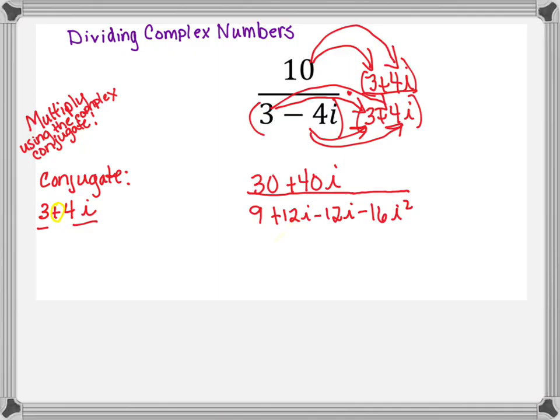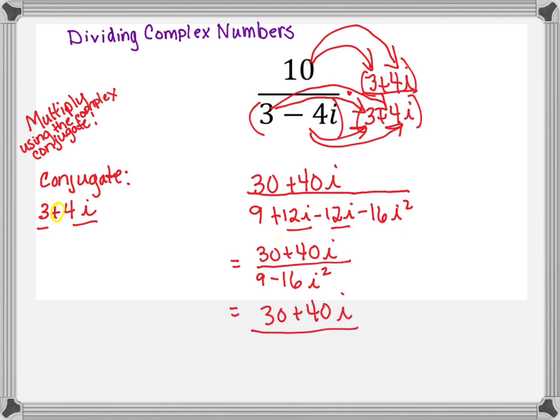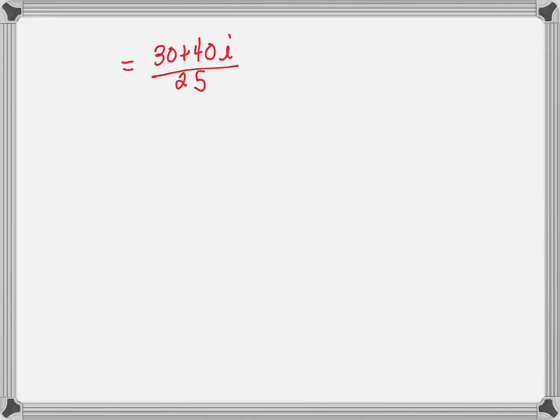So let's start simplifying. Right now our numerator will stay the same, 30 plus 40i, but in our denominator we can combine some like terms. We see 12i and negative 12i. They will combine to form a 0, or they'll cancel out. So I have 9 minus 16i squared. Now we need to remember that i squared is equal to negative 1. So we have 30 plus 40i in the numerator, and 9 minus 16 times negative 1 in the denominator. Simplifying further, we have 30 plus 40i over 9 plus 16, because negative 16 times negative 1 gave us positive 16. Okay, so simplifying further, we have 30 plus 40i over 25.